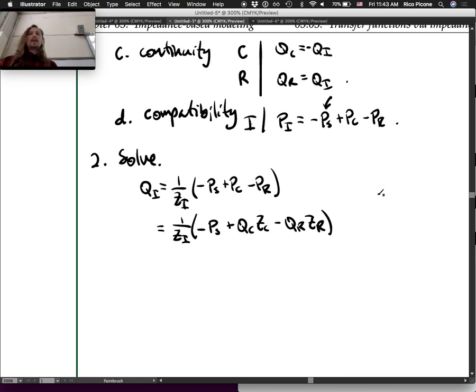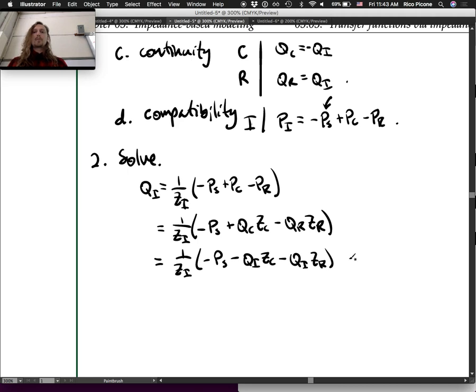And we have continuity equations that tell us what QR and QC are in terms of QI, which is on the other side of the equation, but is what we're solving for. So let's try that. So equals 1 over ZI times quantity negative PS. QC is negative QI, so minus QI ZC. And then QR is just QI, so minus QI ZR. Okay.